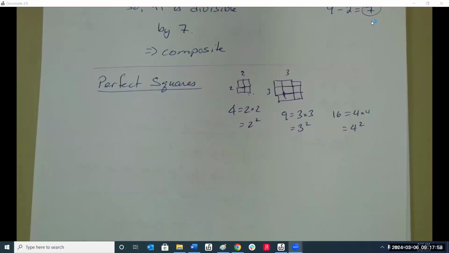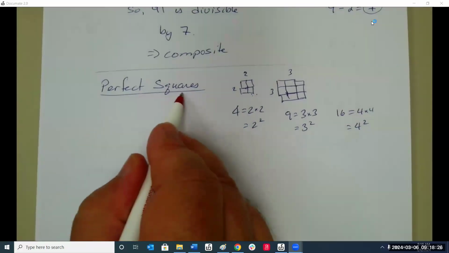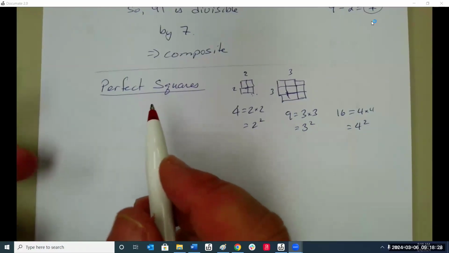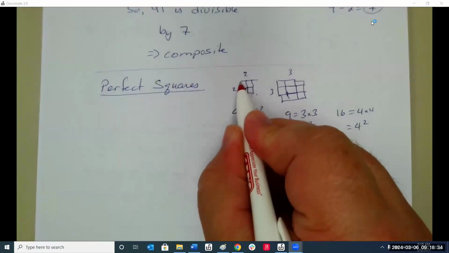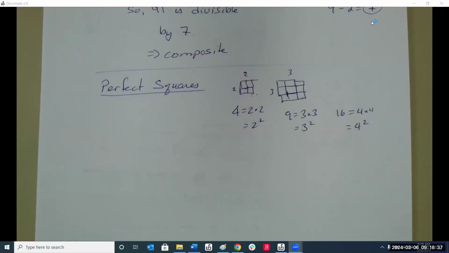All other composite numbers are made up of rectangles. So that's what a perfect square is. So to define this, perfect squares are numbers that you can make into perfect squares. The product is made up of the same numbers horizontally and vertically in the rows of blocks.